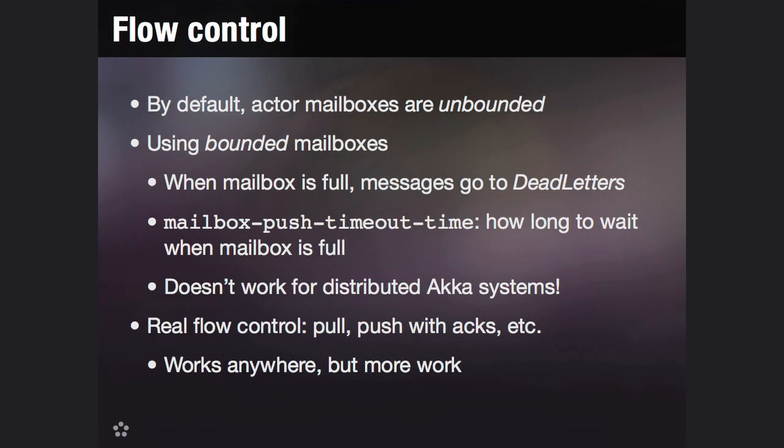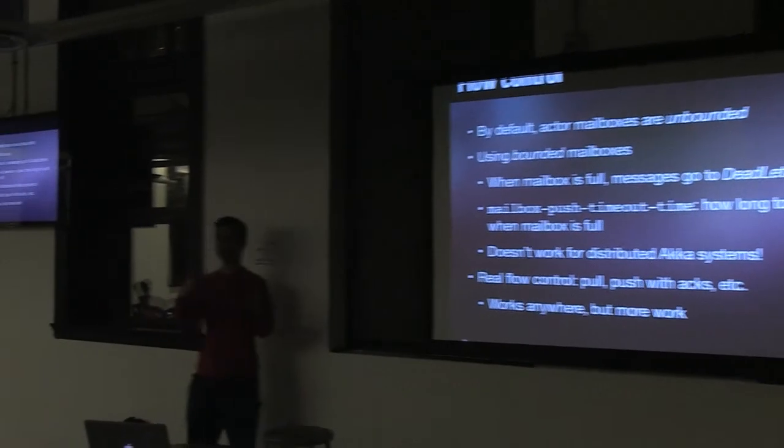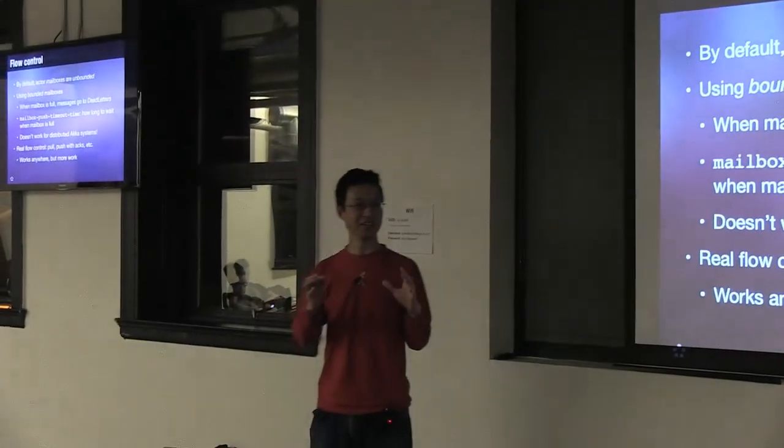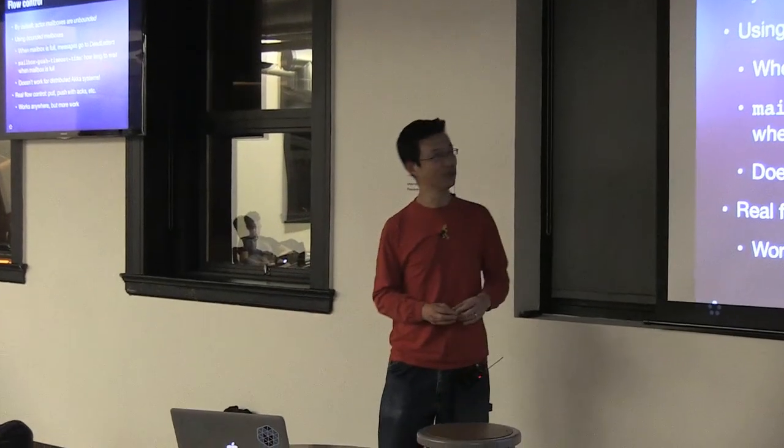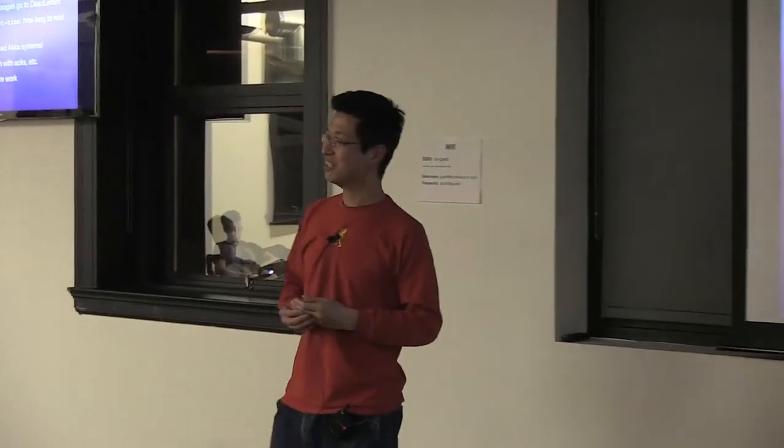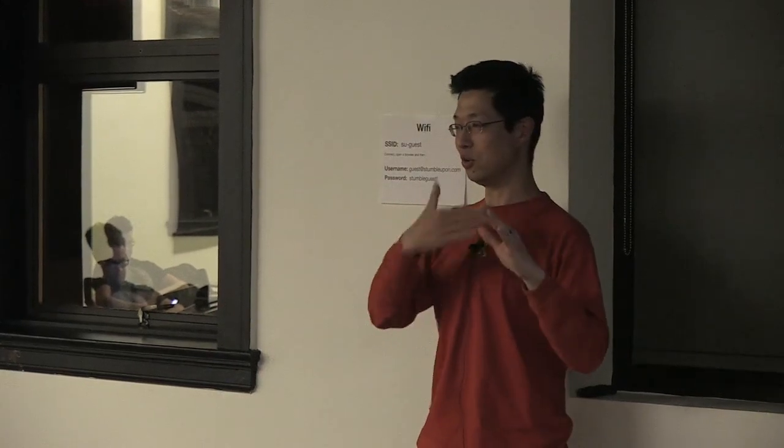By default, the mailboxes in Akka are unbounded. This is really interesting because what happens if you keep feeding messages and you don't process them? Then eventually your mailbox will blow up, right? So this is pretty interesting. There's different ways of solving it. Basically, you need a flow control mechanism when you are sending messages back and forth.